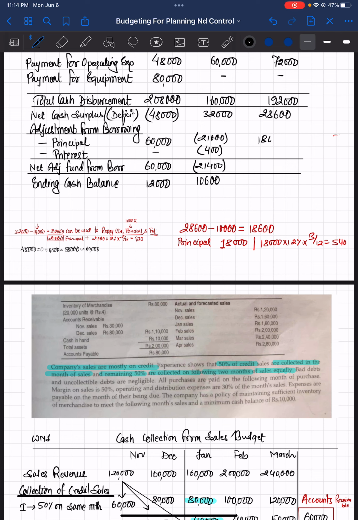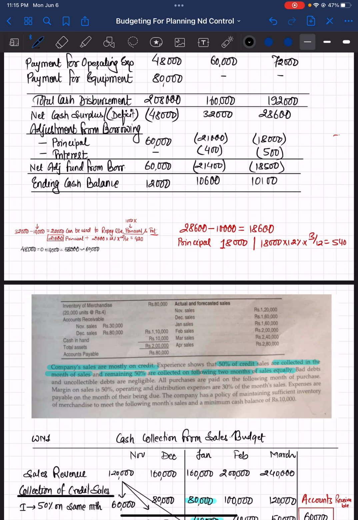We repay 18,000 of principal and 500 rupees as an interest. The reason that we only pay 500 out of 540 is the question explicitly mentions that we need to repay the interest to the nearest of the 100. So altogether we'll be paying 18,500. That is this. And if we get this thing out, we will have 10,100 in our ending cash balance.